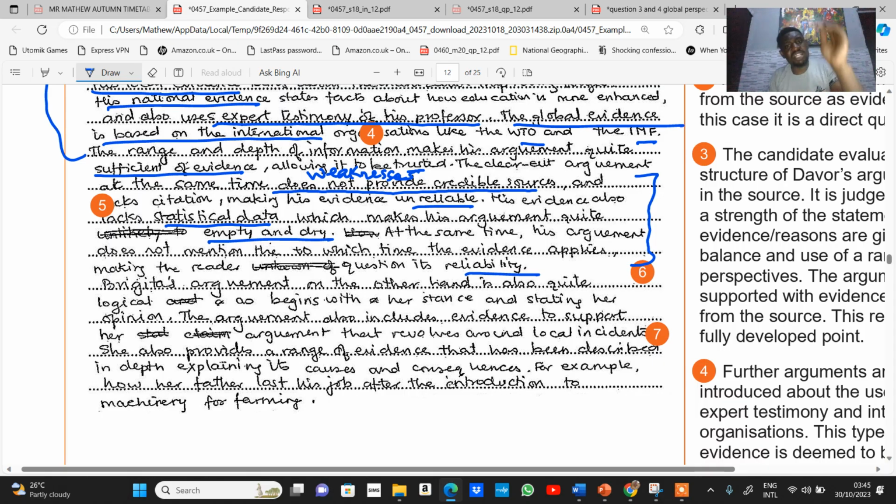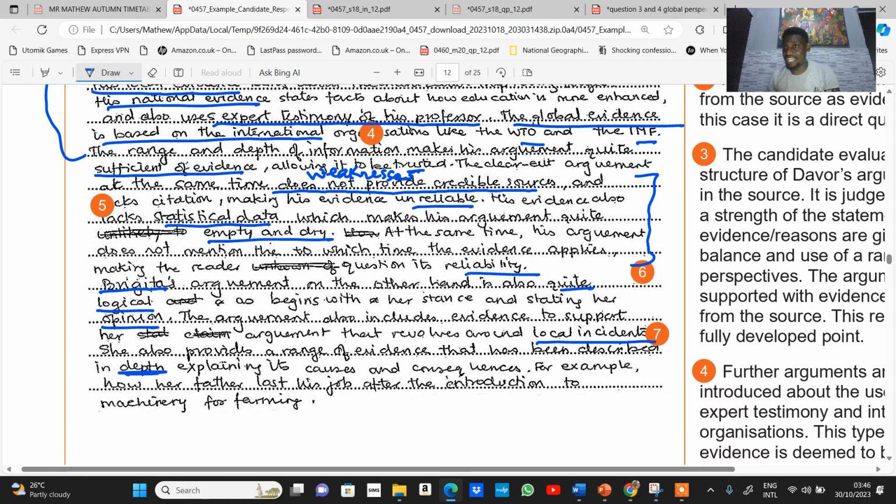After she's done speaking about the strengths and weaknesses of Davos, she came down here and said Bridgetta's argument, on the other hand, is quite logical. Very important. That's the strength. It's a logical statement as it begins with her stance and states her opinion. Logical too. The argument also includes evidence to support her argument that revolves around local incidents. She talks about local interest only.